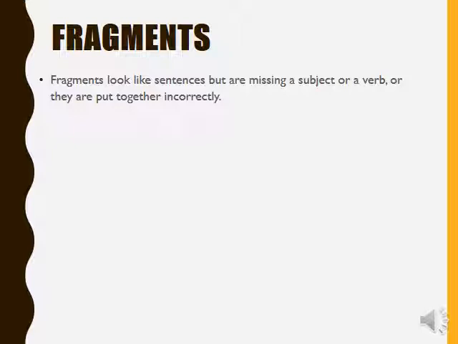Now we move to fragments. Fragments look like sentences, but are missing a subject or a verb, or they are put together incorrectly. So a fragment is similar to a sentence. It looks like a sentence, but a fragment misses a subject or a verb, or it might have a subject and a verb, but they might be put together incorrectly, meaning put together in a wrong way. Let's see how.